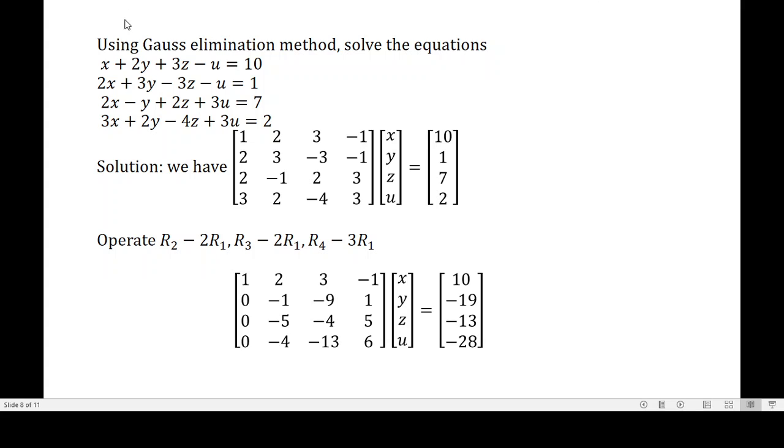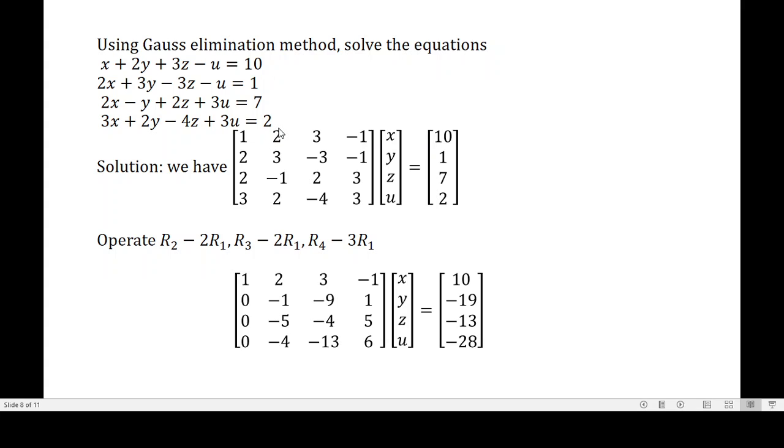The problem is, using Gauss elimination method, solve the equations x plus 2y plus 3z minus u is equal to 10, 2x plus 3y minus 3z minus u is equal to 1, 2x minus y plus 2z plus 3u is equal to 7, 3x plus 2y minus 4z plus 3u is equal to 2. So, we have 4 equations in 4 unknowns x, y, z, u. So, let us solve these system of equations using Gauss elimination method.